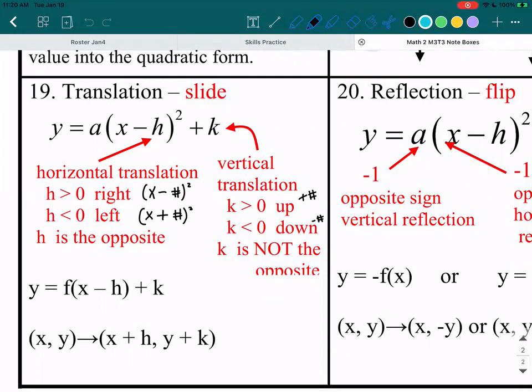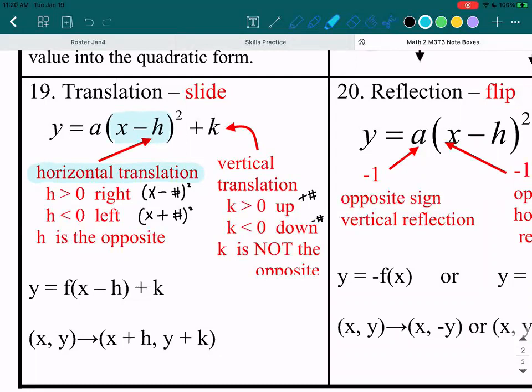So for horizontal translations, that's this part. That's going to happen inside the parentheses with the x. So x values kind of tell you the left-right direction, right? When you have an x value, that's the left-right direction. So then the number that's next to your x inside the parentheses, that's going to be your horizontal translation.